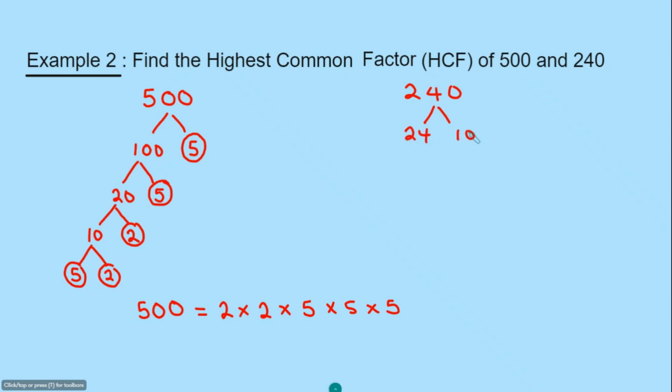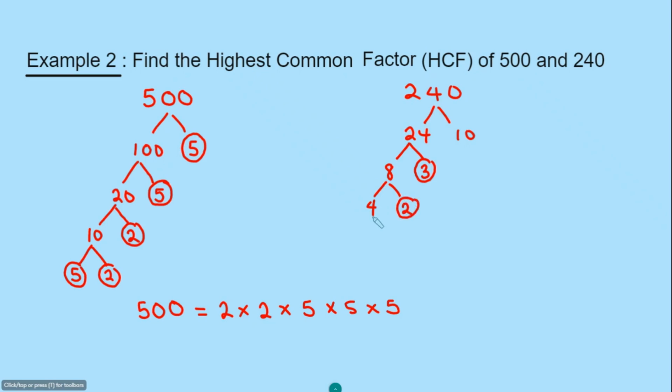24 and 10. Neither of these two is a prime number, so I'm going to split them each up. First, let me split up 24. I'll have 8 and 3. I can see that 3 is a prime number, so I'm going to put it in a circle. But 8 is not a prime number, so I'm going to split this up one more time. I can have 4 and 2. Now 2 is a prime number, so I put it in a circle.